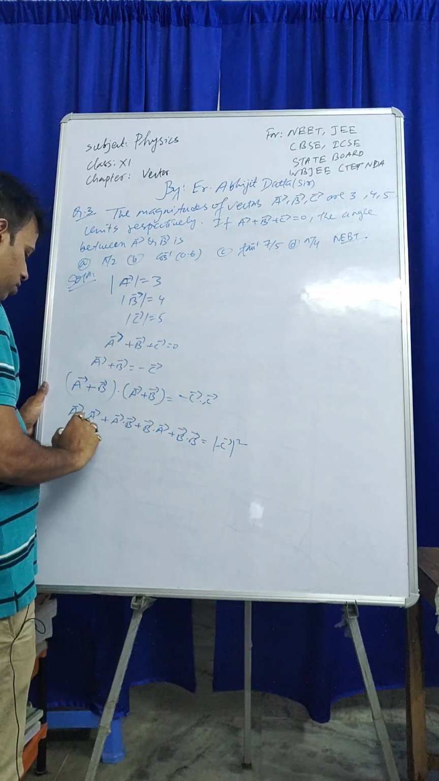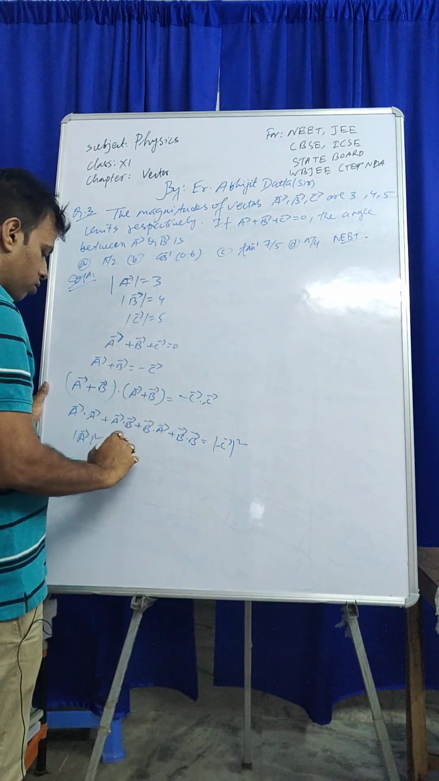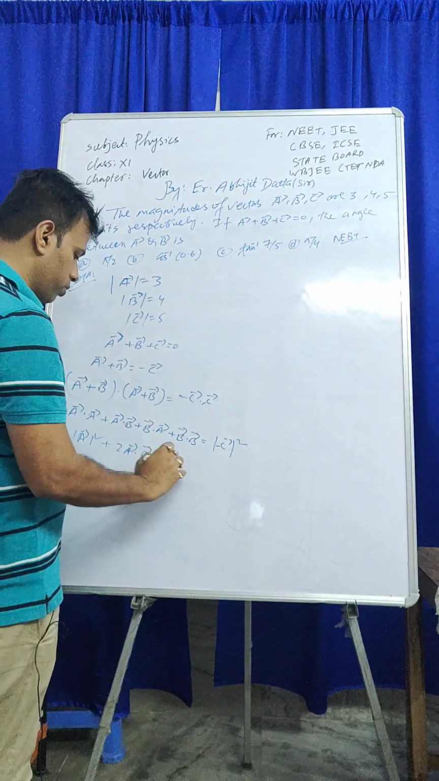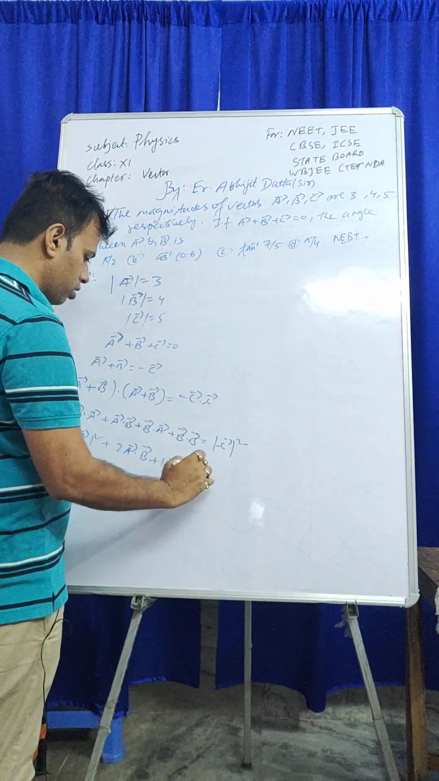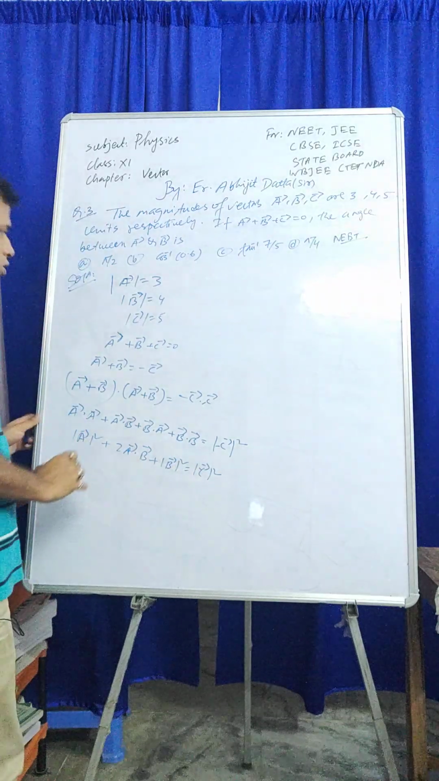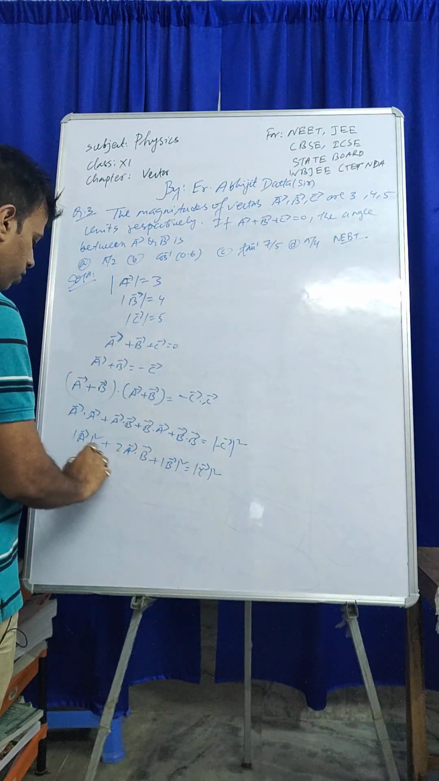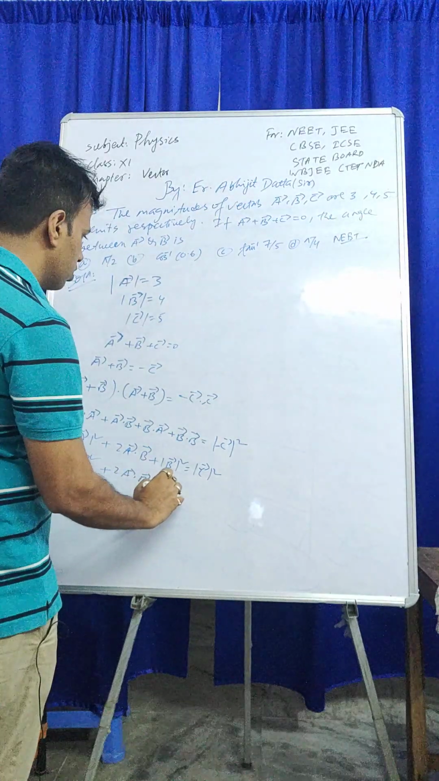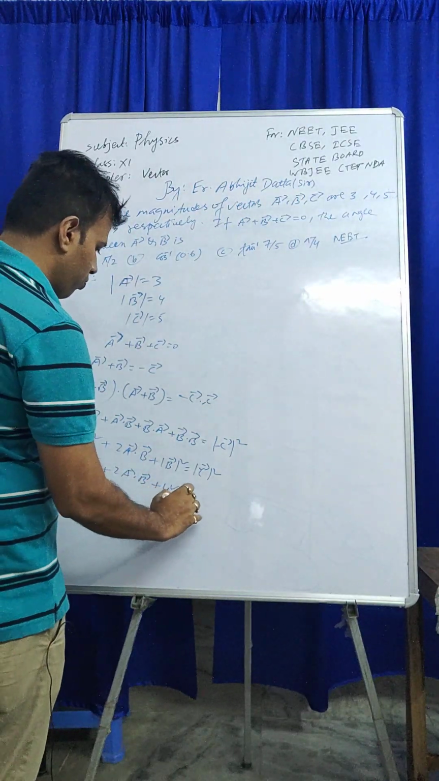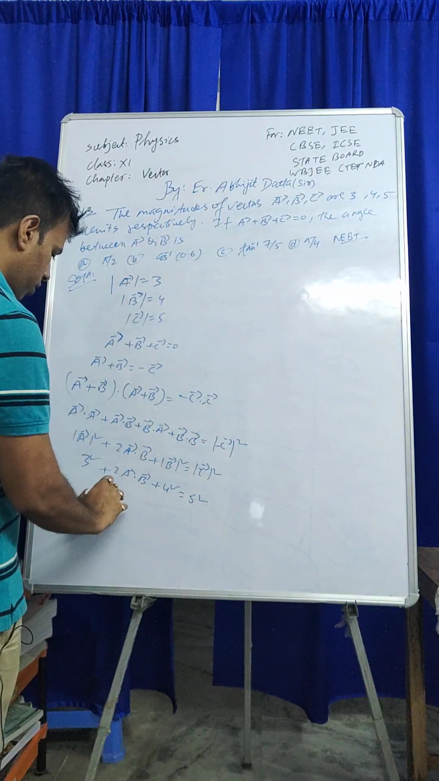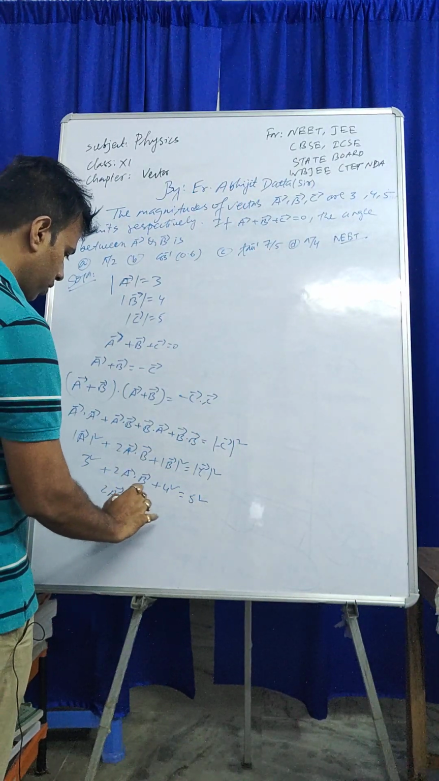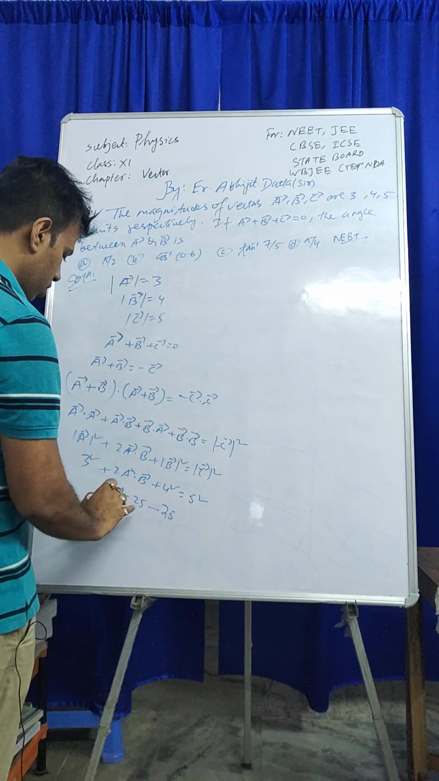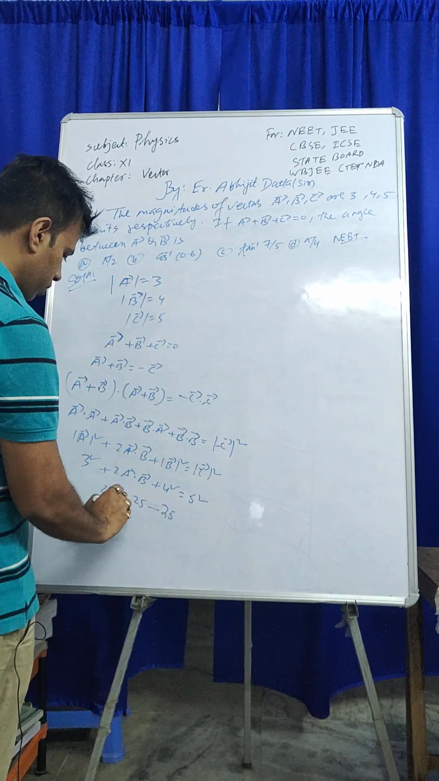It will be mod A square plus 2 A dot B plus mod B square equal to mod C square. So it will be 3 square plus 2 A dot B plus 4 square equal to 5 square. So 2 A dot B equal to 25 minus 25, A dot B.